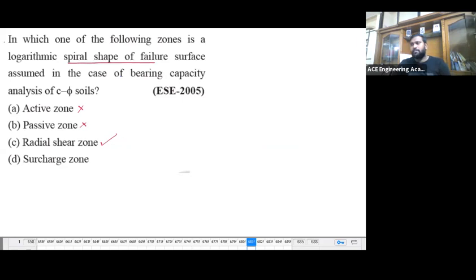That's all for the previous GATE and ESE questions. With this, we completed the shallow foundations. The one major chapter left over is deep foundations. And in deep foundations, there is one extra topic added last year. That's laterally loaded piles. We'll see everything tomorrow.